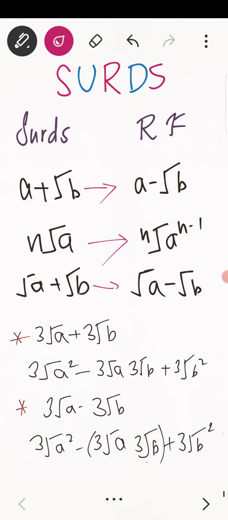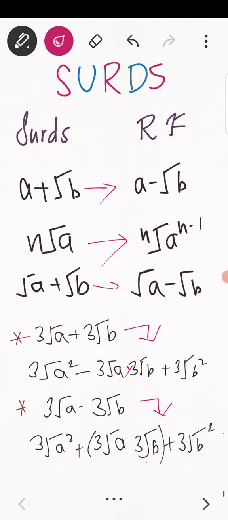Cube root of a plus cube root of b has this rationalizing factor. I don't have the space, so I wrote it down. It is cube root of a square minus cube root of a times cube root of b plus cube root of b square. Here it's multiplication. In the same way we have minus, but here it will be plus.